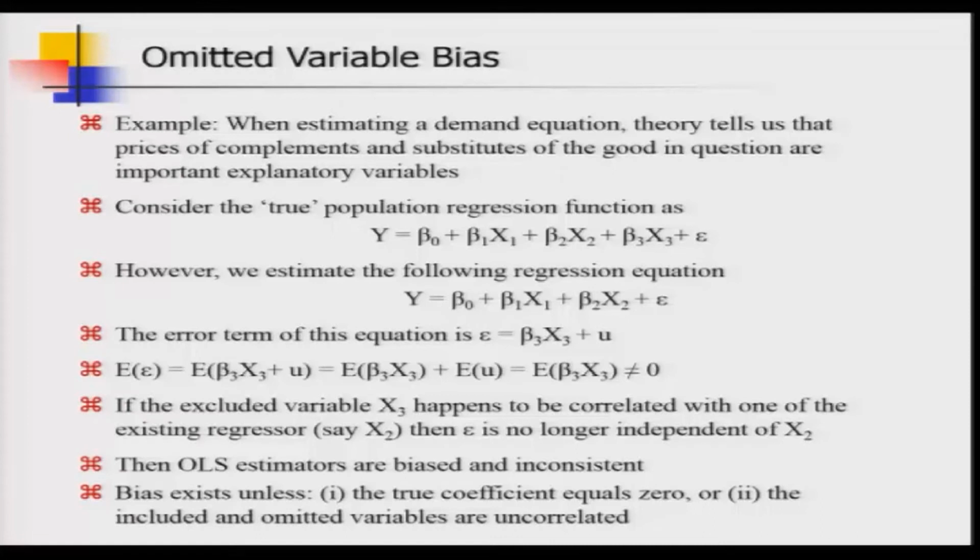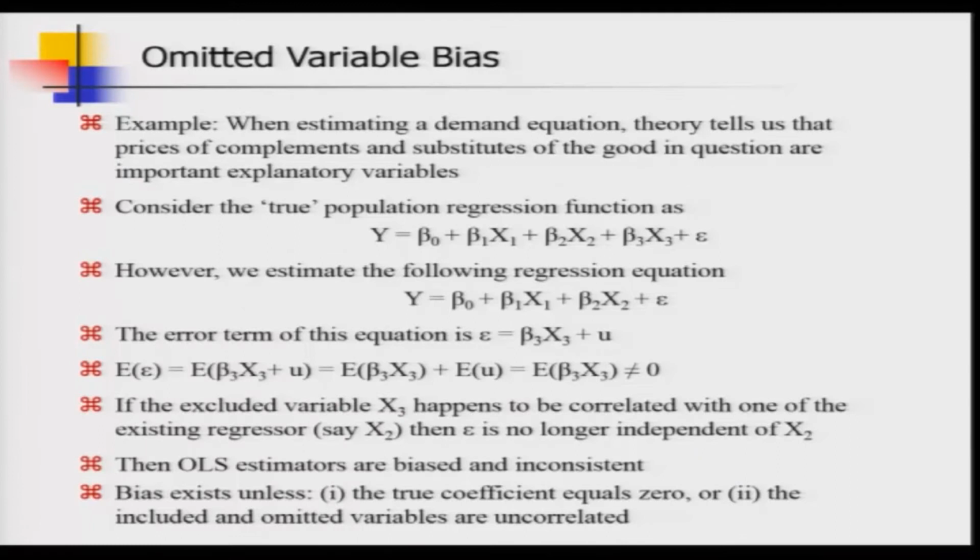So now we consider that there is a true population regression function which is perfect, and here I am showing you the expression for that. Of course, it is a simple version of the reality. Suppose I have only 3 explanatory variables, and somehow for some reason I have omitted the x3 variable.